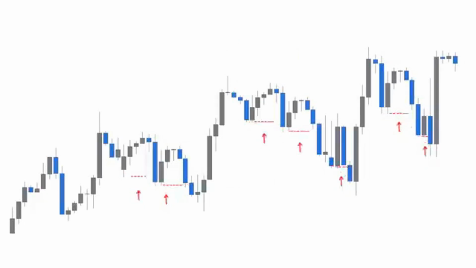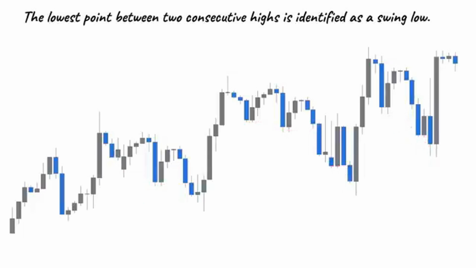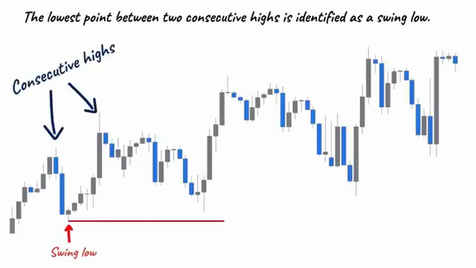In the bullish scenario, the lowest point between two consecutive highs is identified as a swing low. Here we have two consecutive highs, so the lowest point between these two is our swing low. As long as the price stays above this level, it represents a bullish market, and we will only look for buying opportunities. And for a valid change of character, we need to have a candle break and close below.